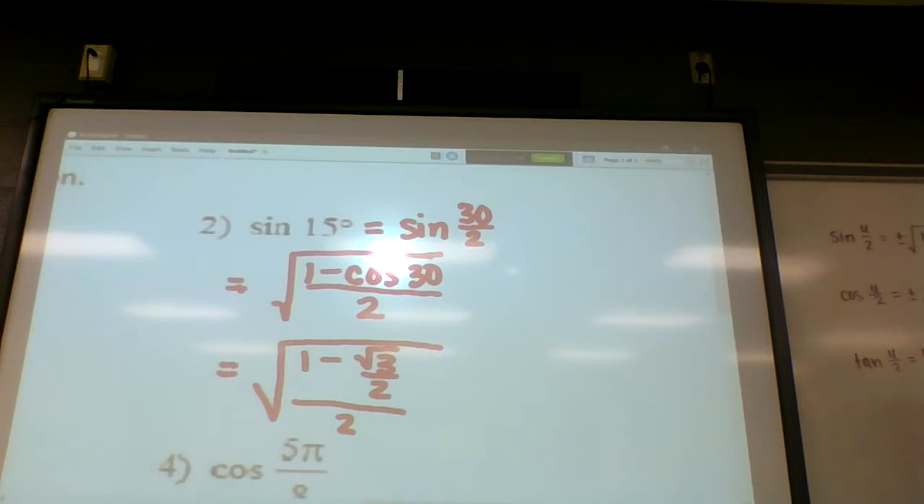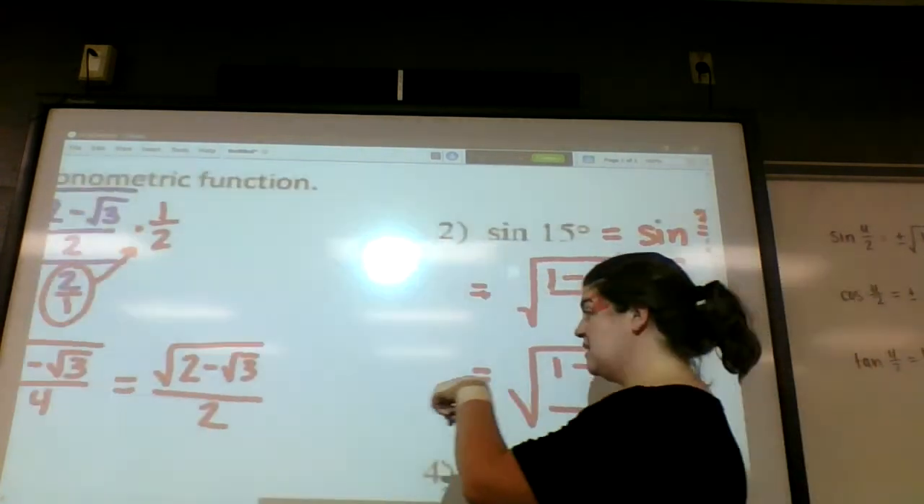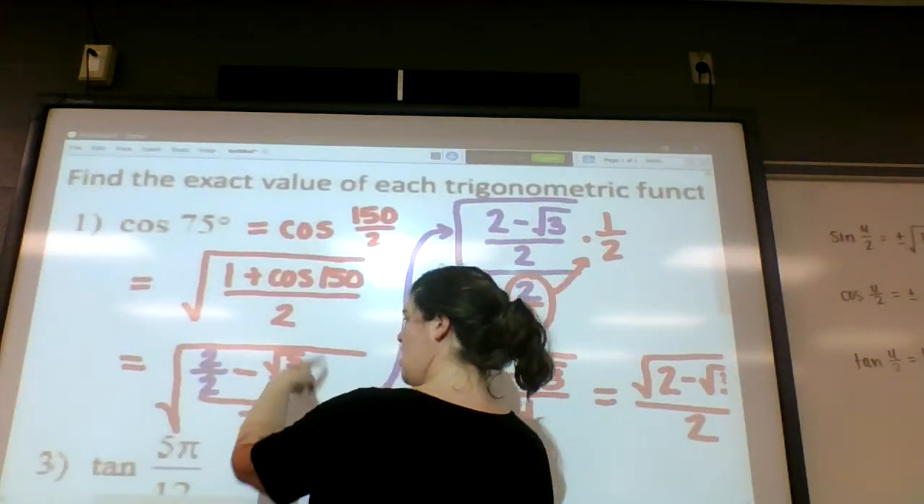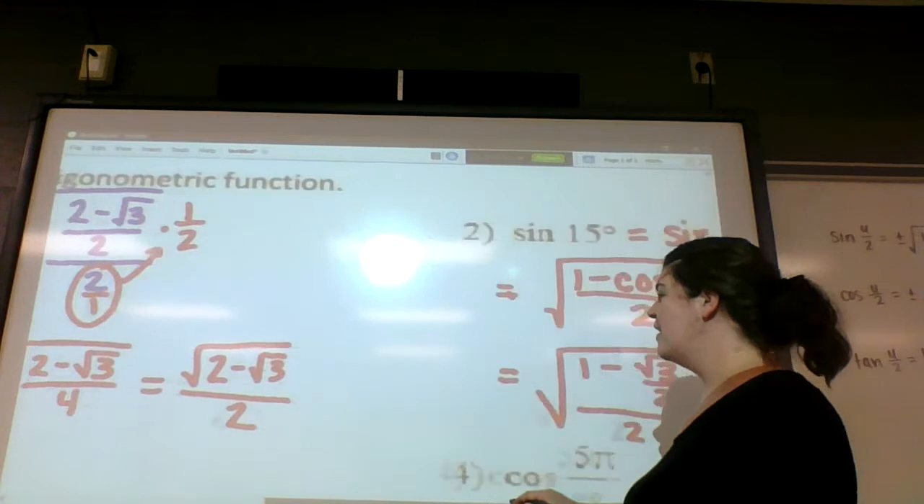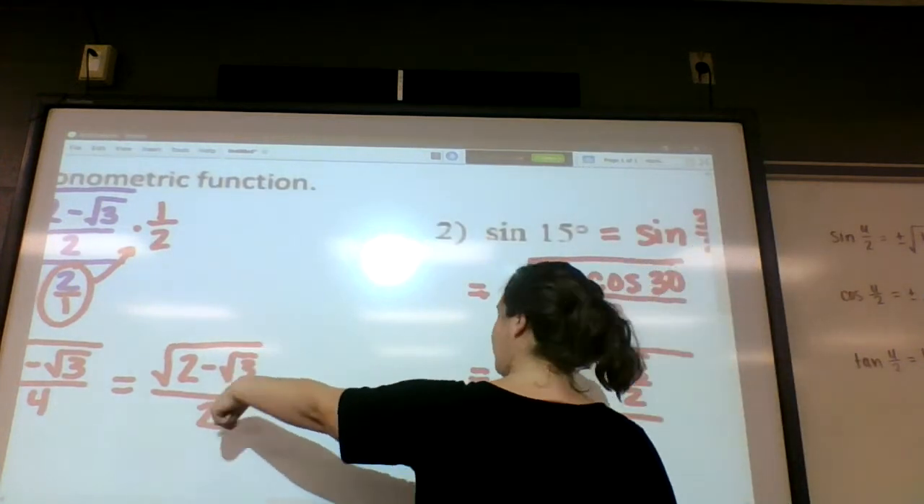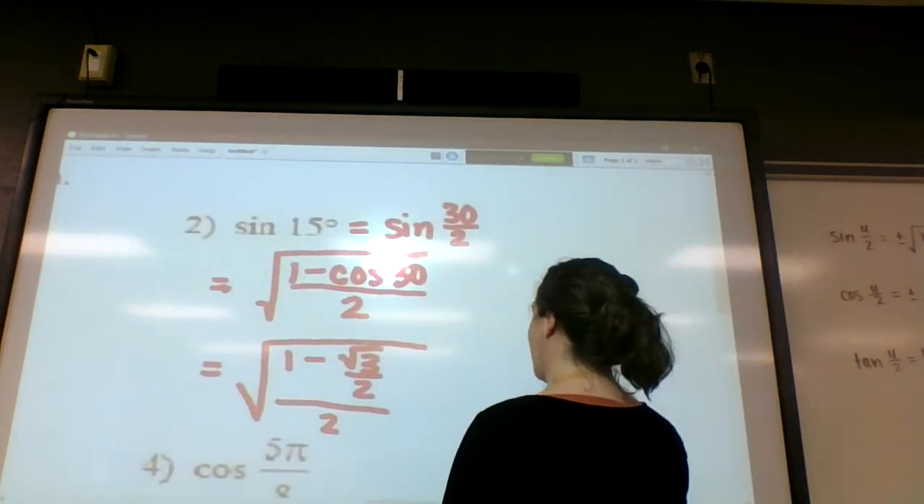Isn't this the exact same as the last problem? Almost. No, it's the exact same, isn't it? Besides the minus. Minus and everything, look. Right here. It was exactly the same, wasn't it? So guess what? We already know what this simplifies to. It simplifies to our final answer from the last problem.